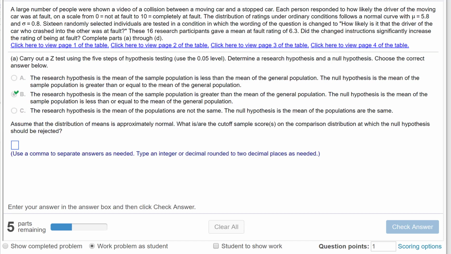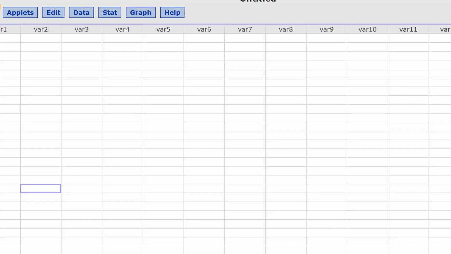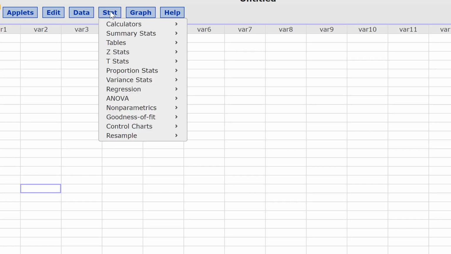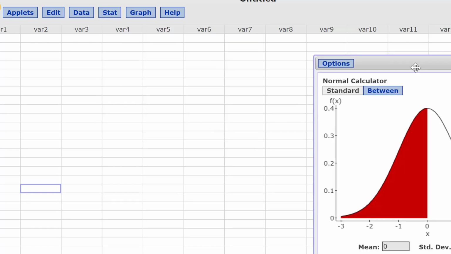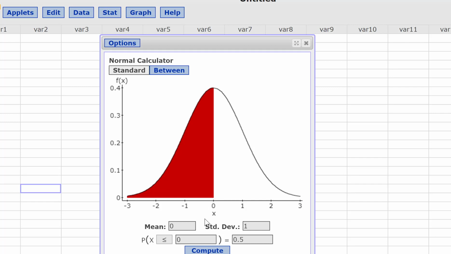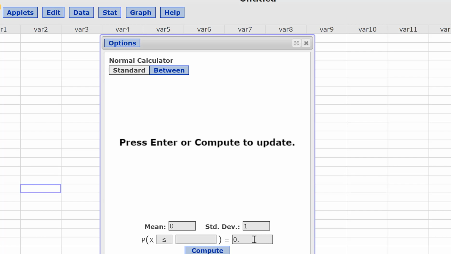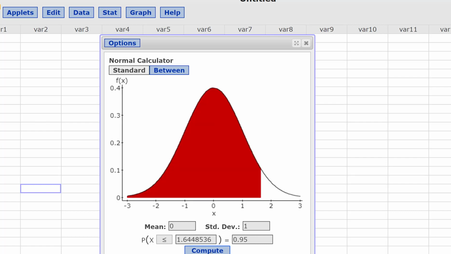So the next part, assume the distribution of means is approximately normal. What is or are the cutoff sample scores on the comparison distribution in which the null hypothesis should be rejected? So to find this cut score, we're going to go over here to StatCrunch, go to Stat, Calculators, and select Normal. And we're trying to find this z-score, and we'll put point. So we want top 5%, so it needs to be 0.95, right? So 95%. The shading will tell you.